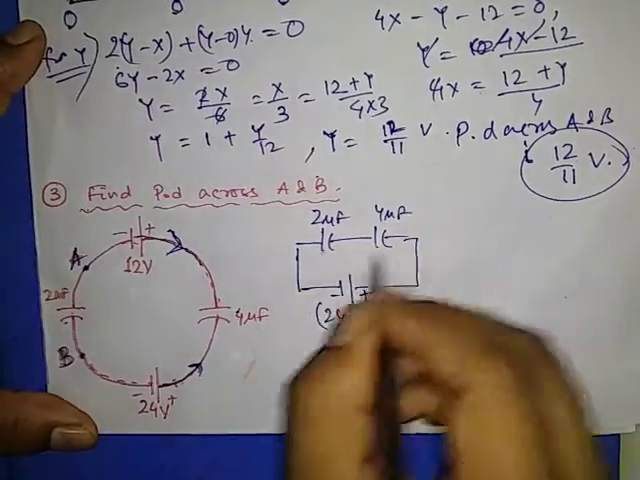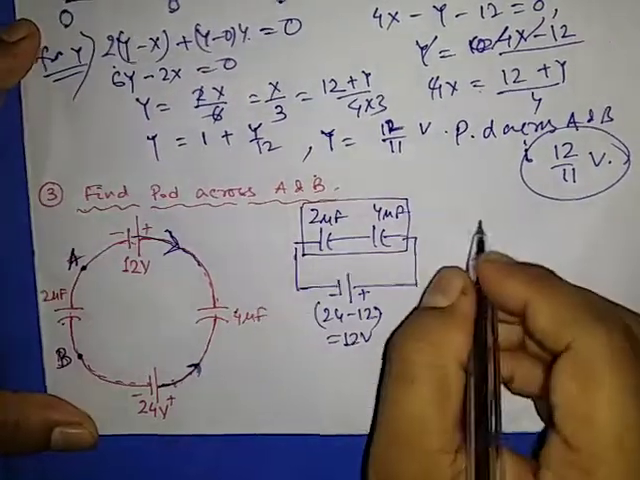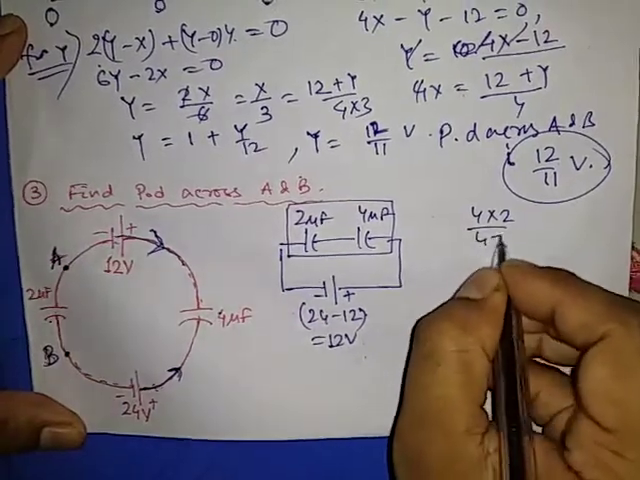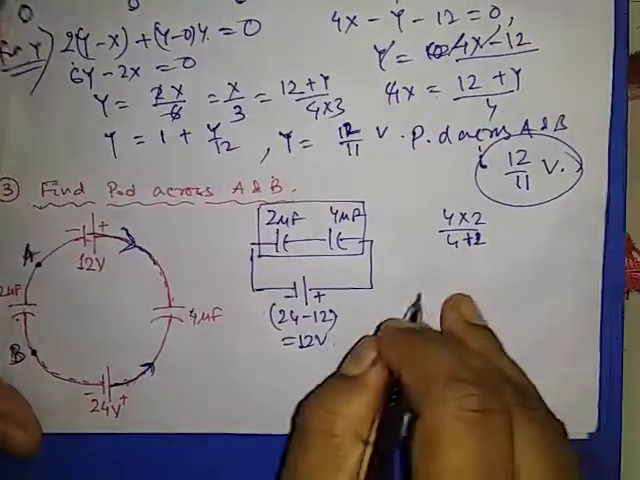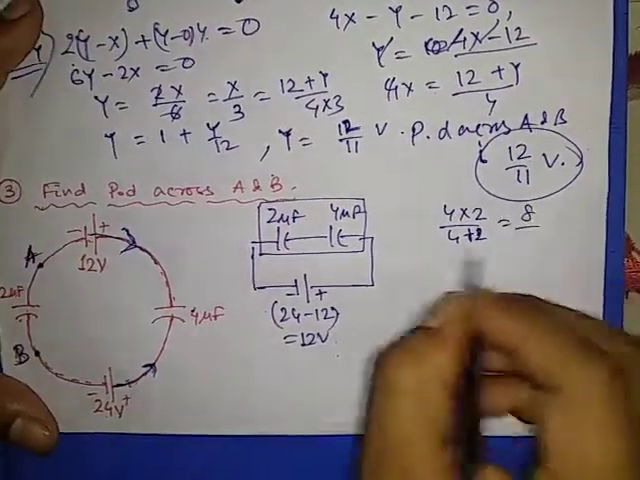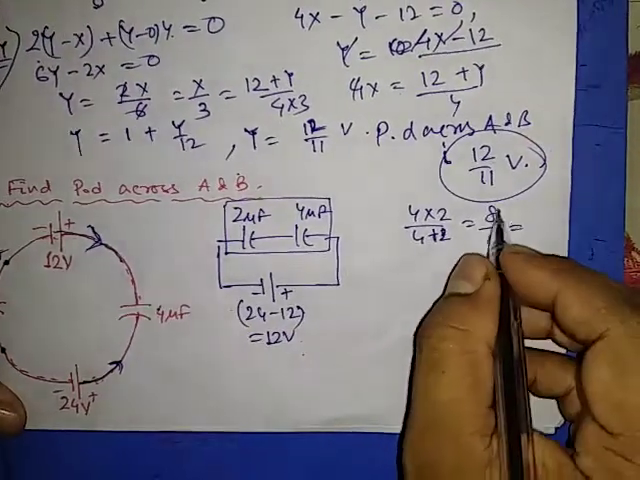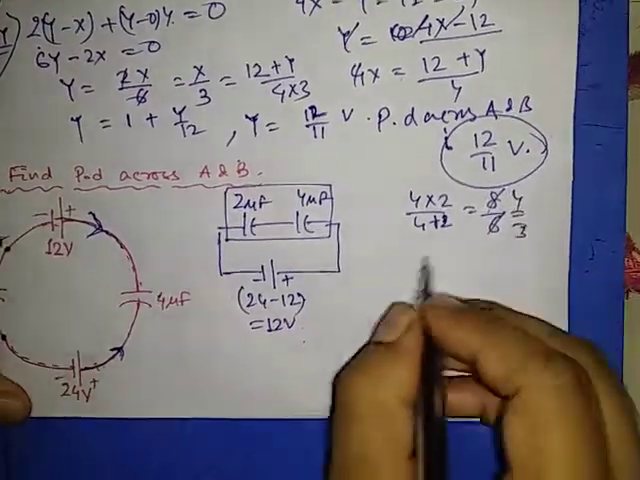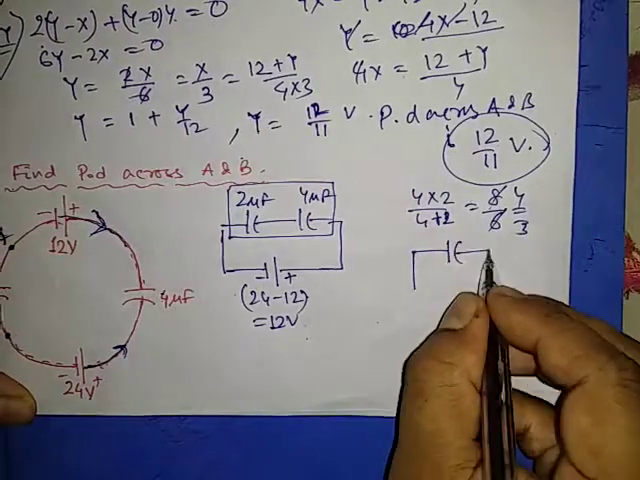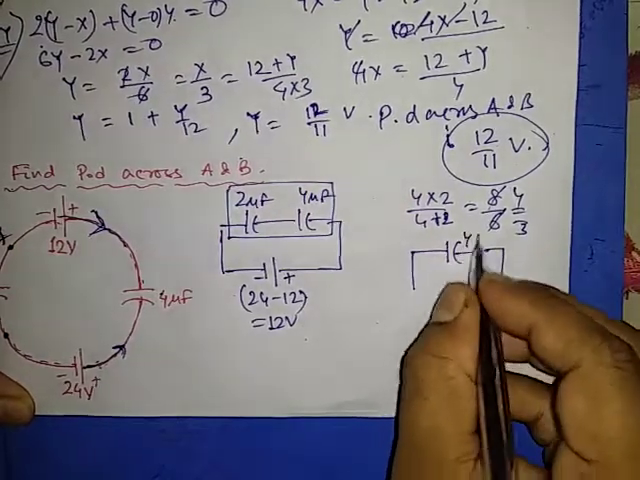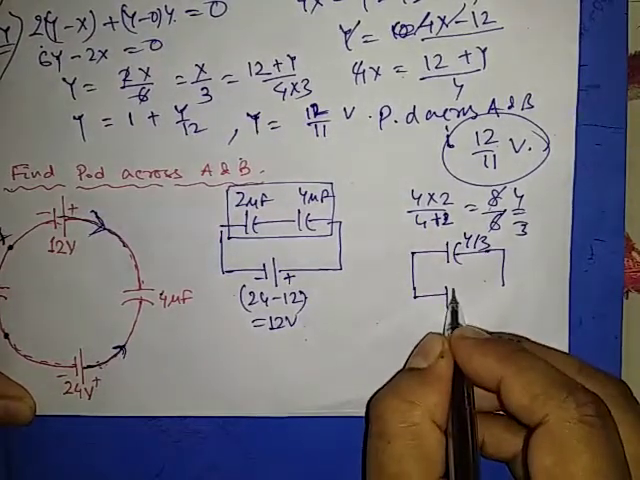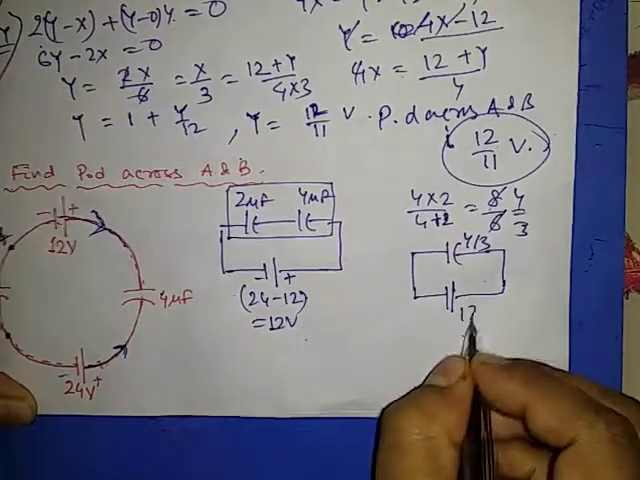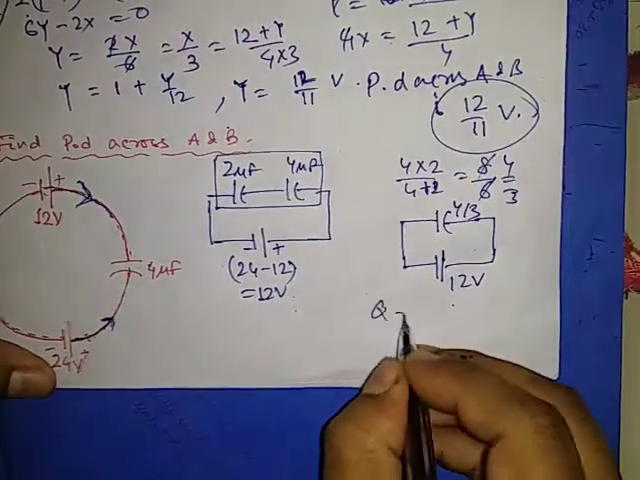Then you attach the two capacitors, number 1 for 2 and number 2 for 4 microfarad, and these two capacitors are in series. It means 4 into 2 by 4 plus 2, you know the formula, like the parallel formula of resistance. So 8 by 6, it means 4 by 3. So the total net capacitance is 4 by 3, and net voltage means how much? 12 volt.